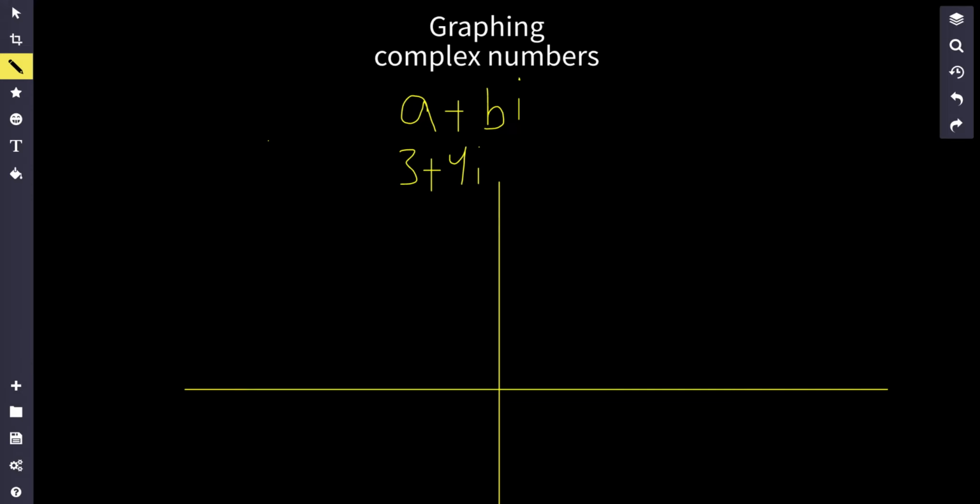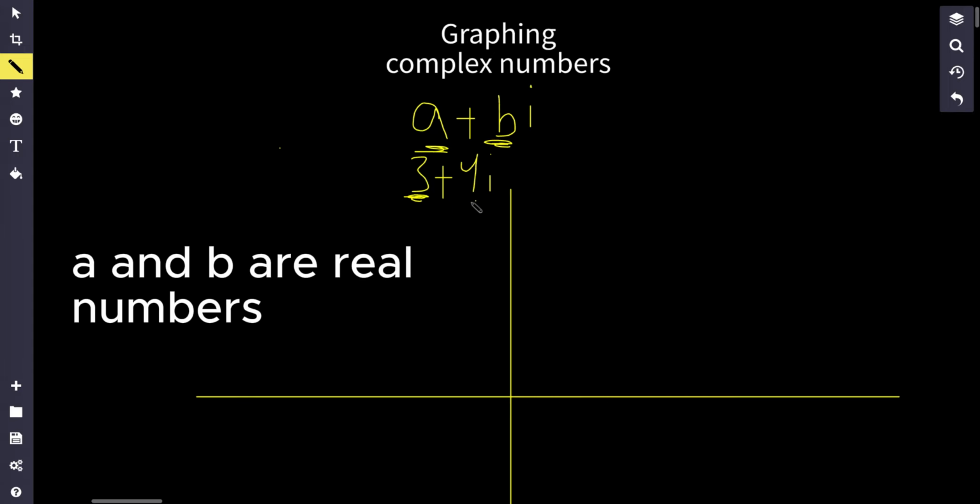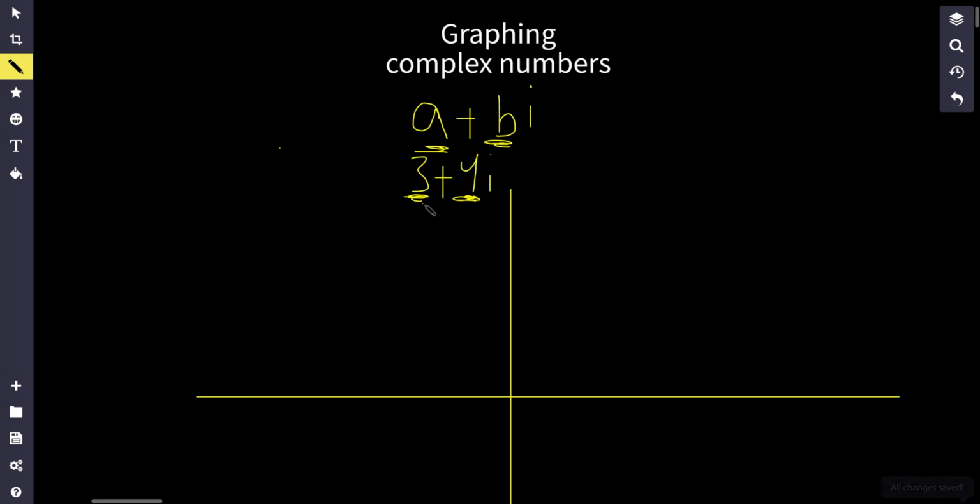Let's learn how to graph complex numbers. A complex number can be expressed in the form a plus bi, where a and b are real numbers. So in this case, the 3 and this 4 are our real parts, and then this i right over here is our imaginary part. i is equal to the square root of -1.